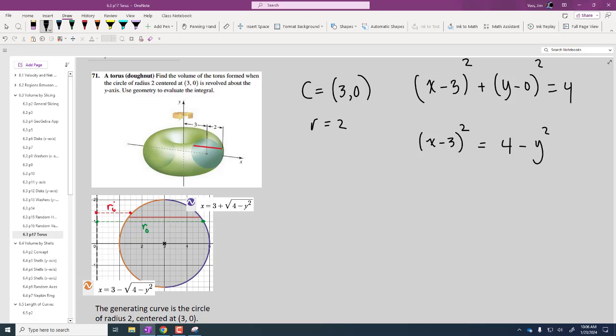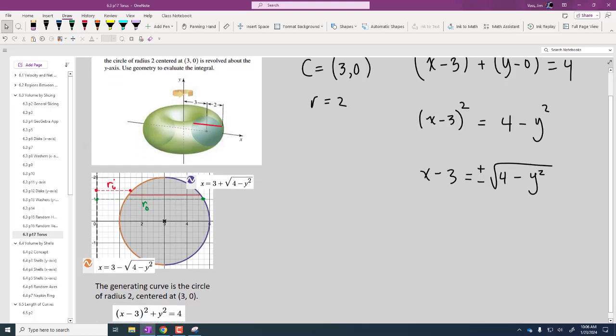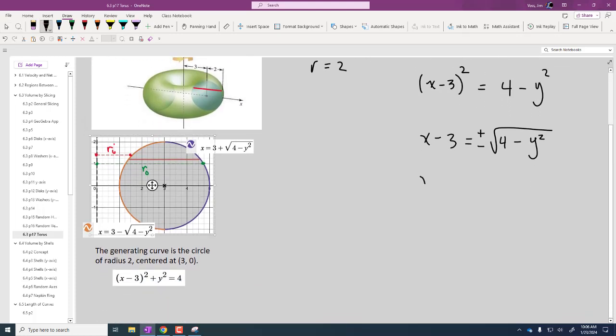And then we take the square root of both sides, which is going to give us 2 equations. Whenever we take a square root, there's going to be two possibilities. And then we add 3. So this gives us both equations all at once.